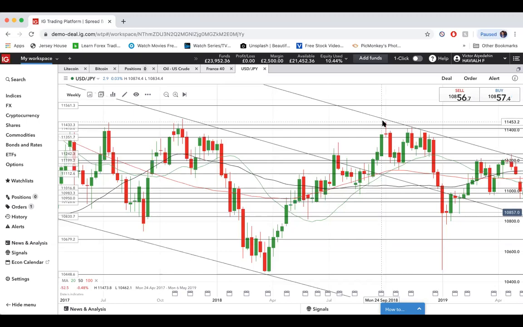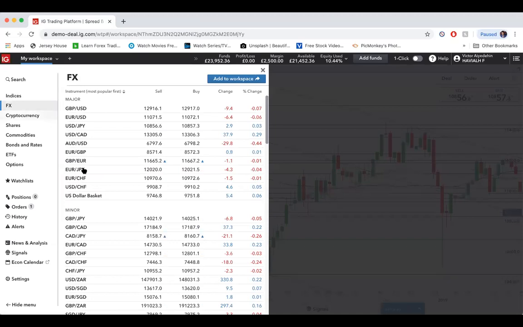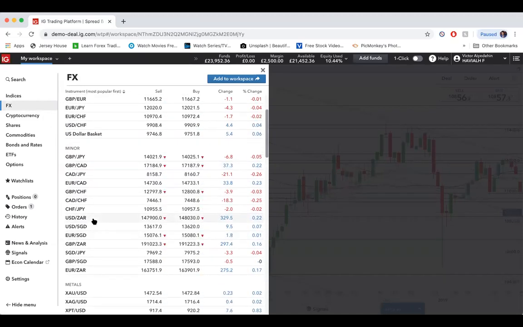So you must be able to see a chart that has no lines and nothing, and just look at it, and your eyes can just spot a trend. So let me show you how to take a trade now. Let me look for a market that I have never opened before.